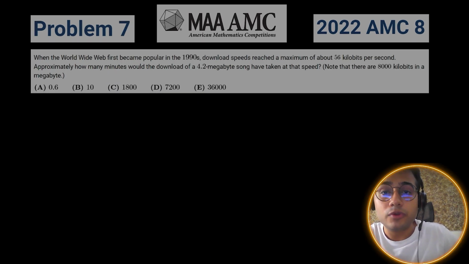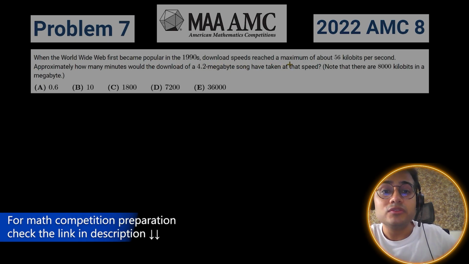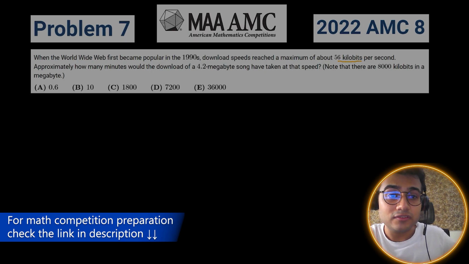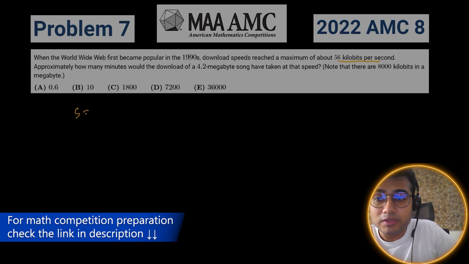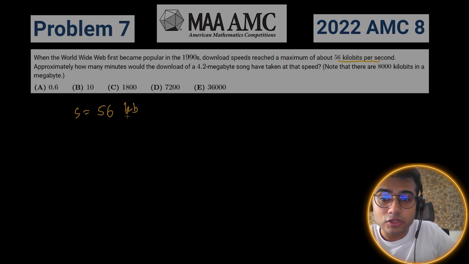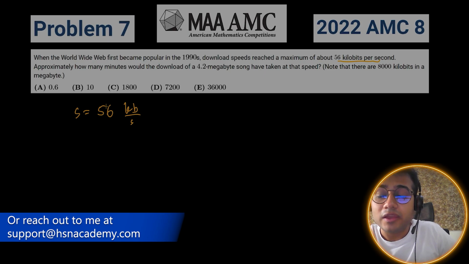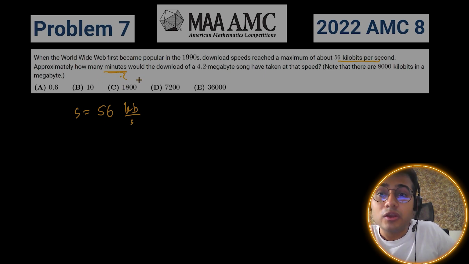We have another word problem here. So they're saying the World Wide Web became popular in the 1990s, useless information. So the download speeds reached a maximum of about 56 kilobytes per second. That's important. So speed is 56 kilobytes per second. And then they're asking us how many minutes. So the minutes, that's what they're asking for, would take.